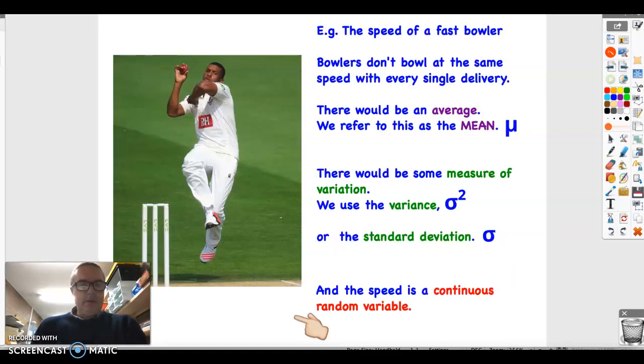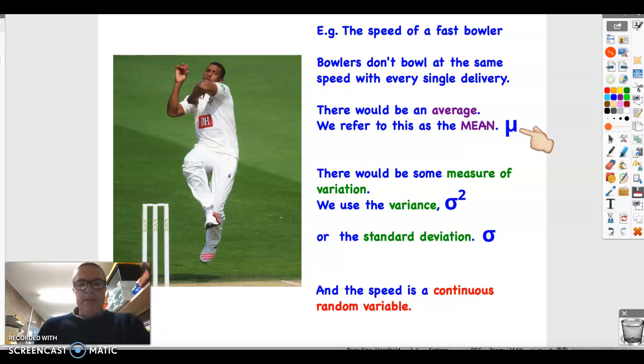I'm going to start by talking about a particular variable, the speed of a fast bowler, and we're going to assume that this is an example of a normal distribution. Bowlers don't bowl at the same speed with every single delivery. There would be some sort of average, and we refer to this as the mean. And we can see we've used this symbol before for the mean, the Greek letter mu.